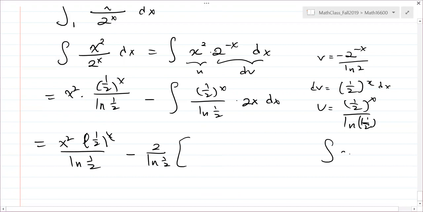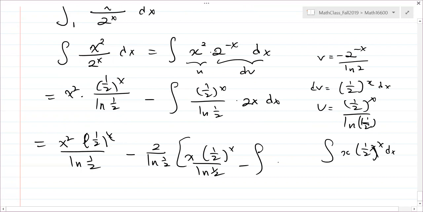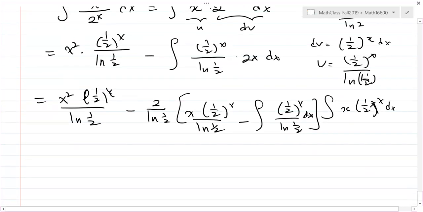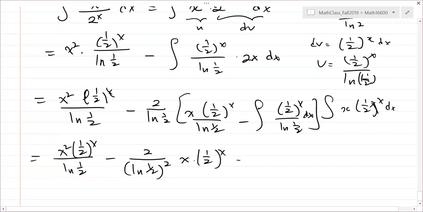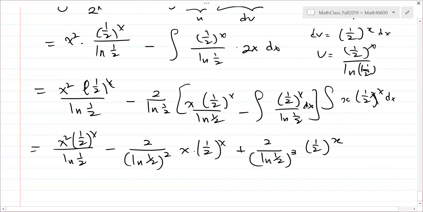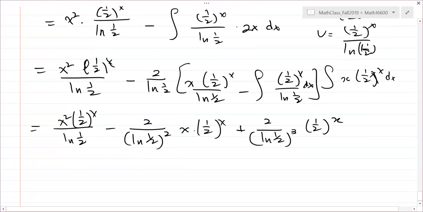And this is an integral of x, right? So again, it's x... minus... let's figure it out. It's 2 over natural log of 1/2 squared times x, and then minus plus, how many terms do I have here? It's 2 over natural log of 1/2 cubed times (1/2)^x. Okay, so this is an antiderivative, and if you let x go to infinity, this goes to zero.